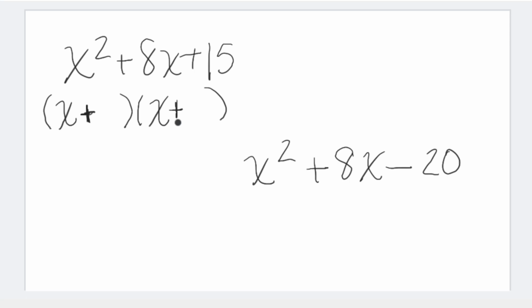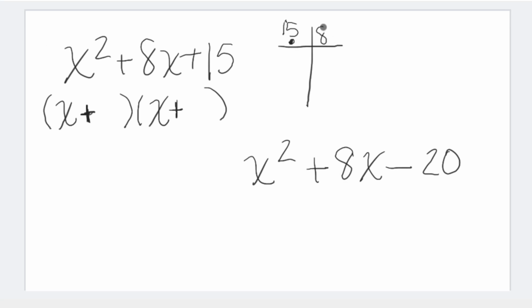Now, the other part that we need is we need to figure out what numbers go in those parentheses. So, depending on your teacher, they'll make you make a t table or they'll make you make an x chart. Those are pretty much the same thing. Okay? So you're looking for what multiplies to make 15. I'll put a times in there. Okay, so you're looking for what will multiply to make 15.